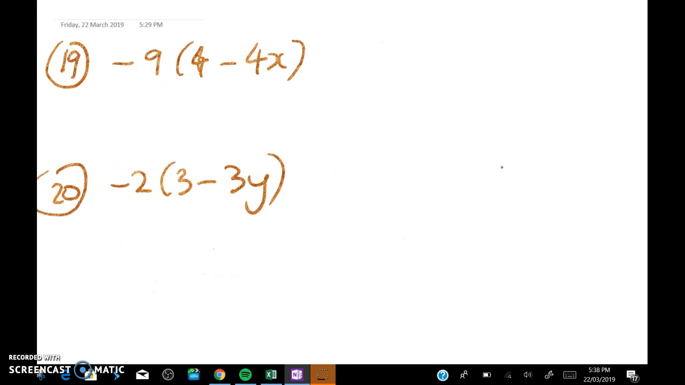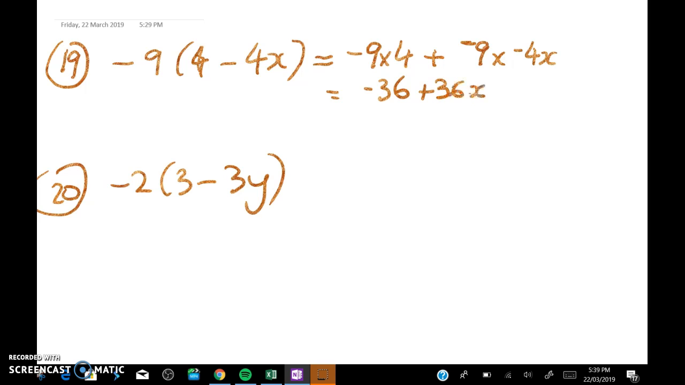2 left. I've changed these a tiny bit, but it's the same idea. I'm going to do these in 2 steps. The first one is negative 9 times 4 plus negative 9 times negative 4x. That gives me negative 36 plus 36x. Number 20 is the same pattern. Negative 2 times 3, negative 6. And then I'm going to have plus 6y.